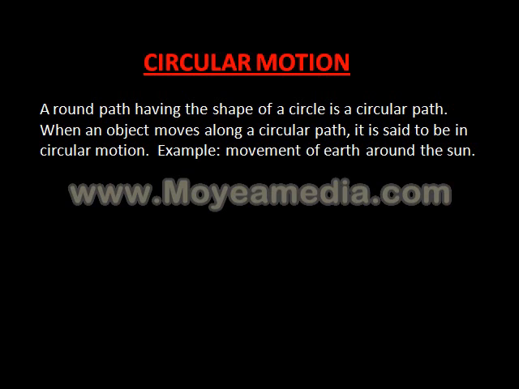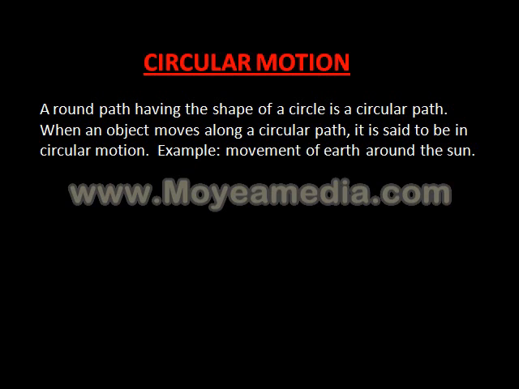Next type of motion is circular motion. When an object moves along a circular path, then the object is said to possess circular motion. Now, what is a circular path? A round path which is in the shape of a circle is called a circular path, and when the object is moving on that circular path, the object is said to possess circular motion.